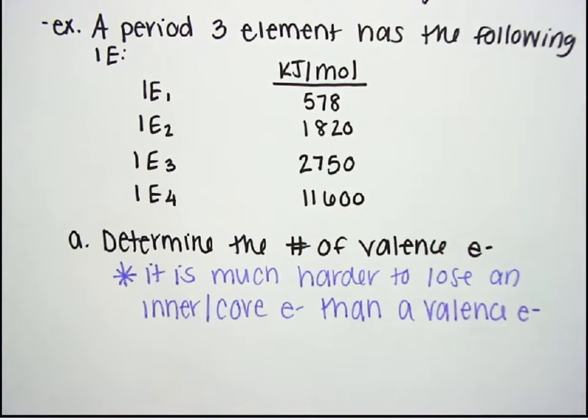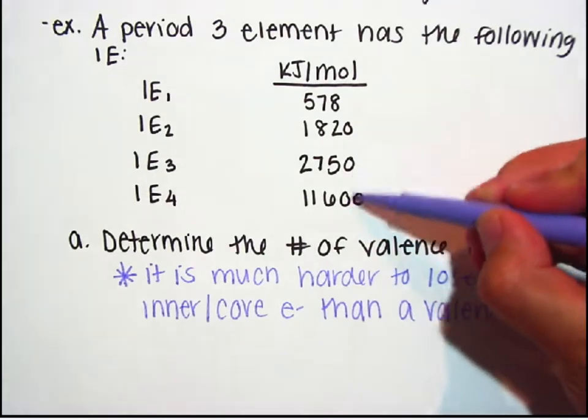So we can pretty easily lose valence electrons. Remember, atoms want to lose valence electrons in order to follow the octet rule. But once an atom loses all of its valence electrons, and it now has 8 valence electrons in its outermost energy level, it doesn't want to lose any more. It is going to take a lot of energy to lose that inner core electron. So your key is to look for the biggest jump in ionization energy. So I see a huge jump here.